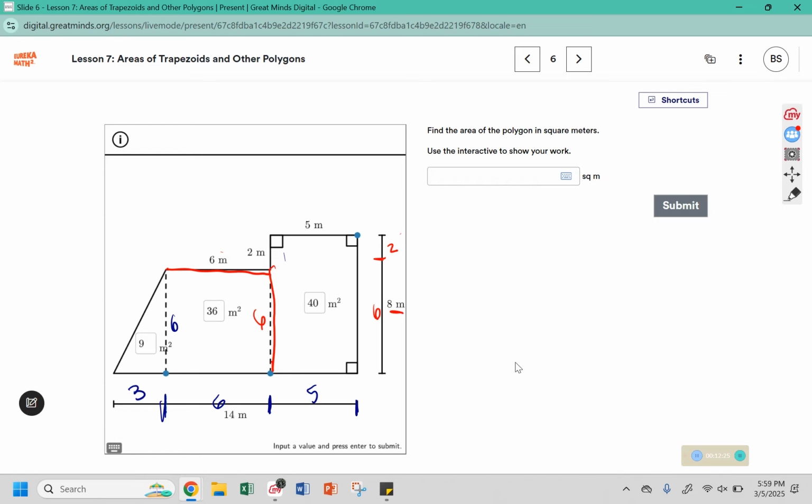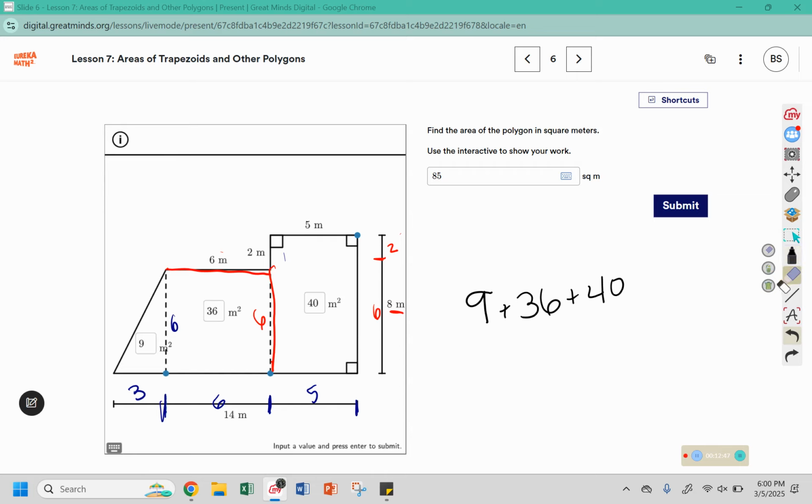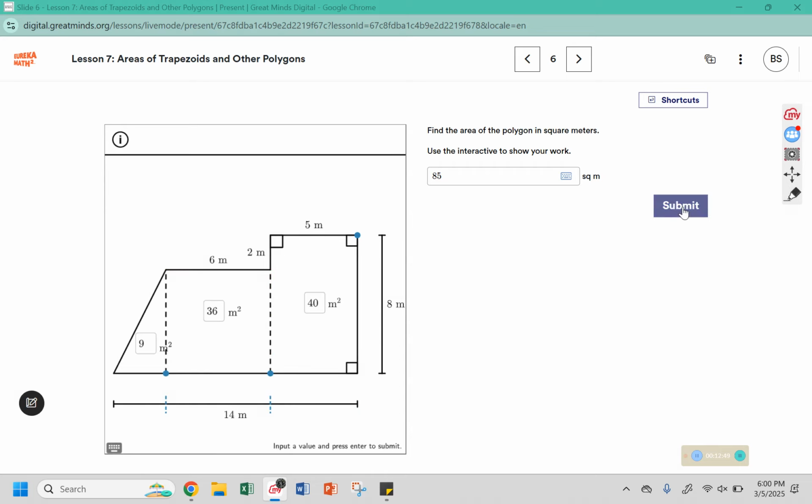For the area of the entire shape, we need to add 9, 36, and 40 together. 9 plus 36 plus 40 is 85. When we check, it should fill the shape perfectly.